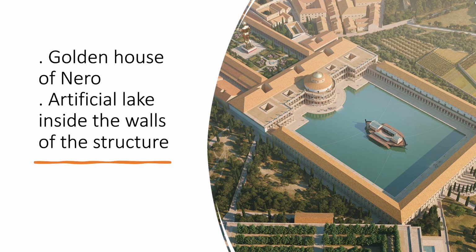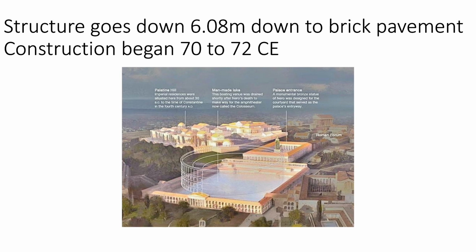Prior to the construction of the Colosseum, however, Nero had built the Golden House and an artificial lake after the fire in Rome. Vespasian then decided to return the land that Nero had taken for his own satisfaction and returned it to the Roman people by demolishing the Golden House of Nero. Drainage of the site also had to be arranged before any construction could begin, the structure going down 6.08 meters to a brick pavement. Construction of the Colosseum began sometime between 70 and 72 CE during the ruling of Vespasian.